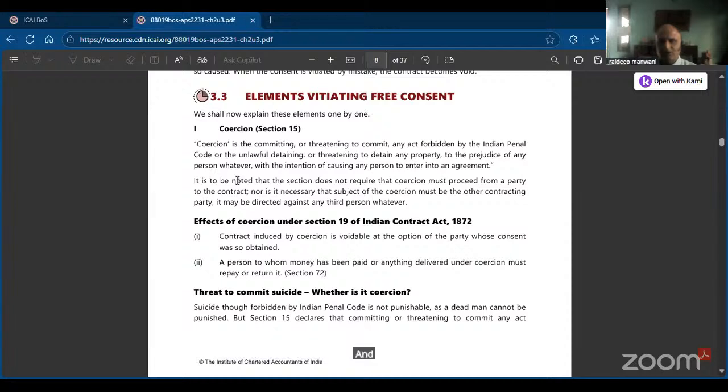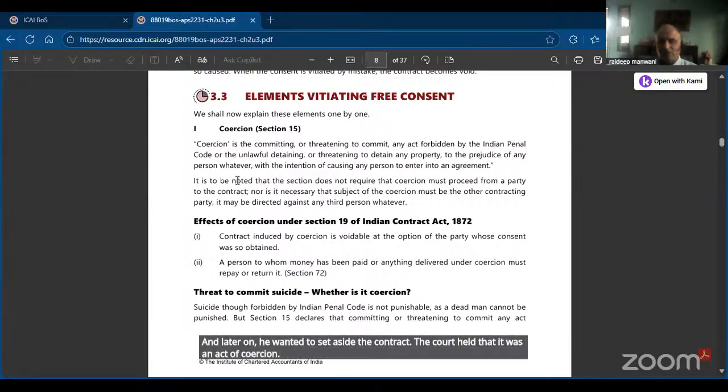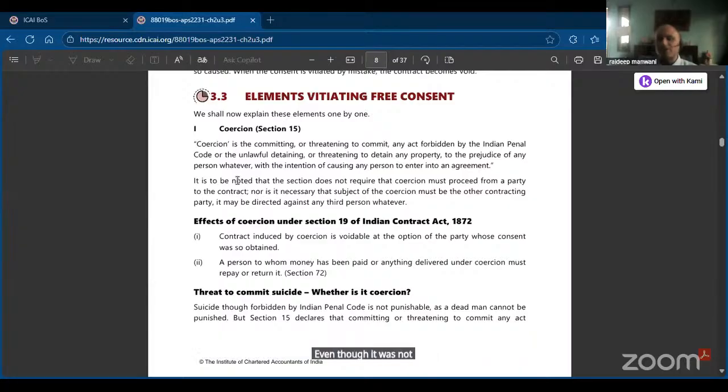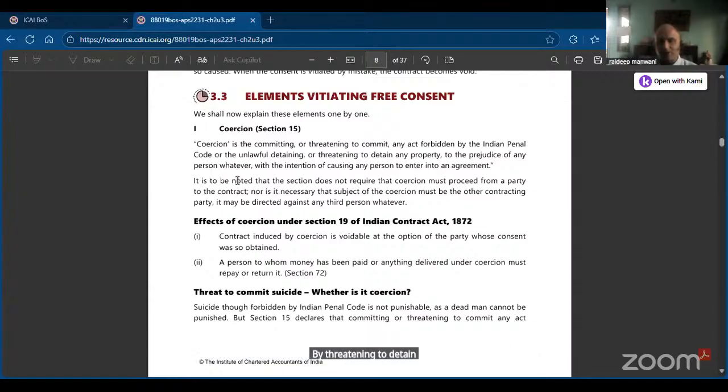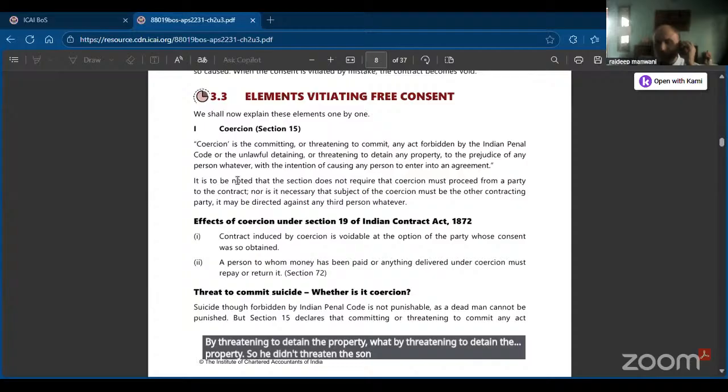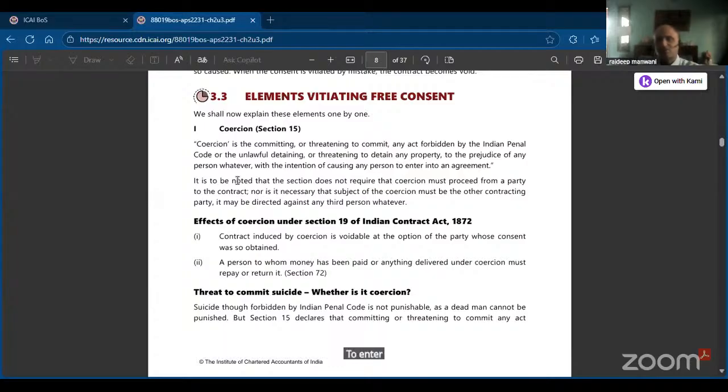Later on, he wanted to set aside the contract. The court held that it was an act of coercion. Even though it was not Hansraj who had to pay the taxes, the Secretary of State forced him to pay the taxes on behalf of his son by threatening to detain the property. So he didn't threaten the son, he threatened the father to enter into a contract. Understand?